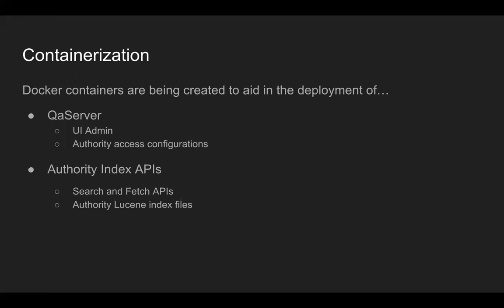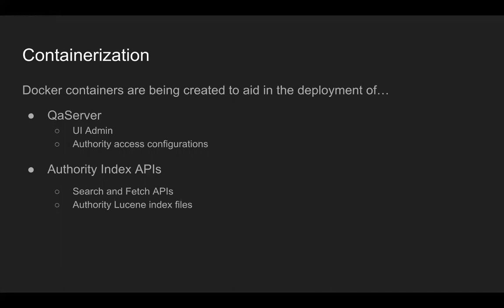And the other piece that we're going to containerize is the authority index APIs. So that is what allows you to do the search and the fetch for the cache. And we're also going to provide those authority Lucene index files. And again, we're going to keep the index files separate from the container itself. That way you can just drop in the ones that you want to use.